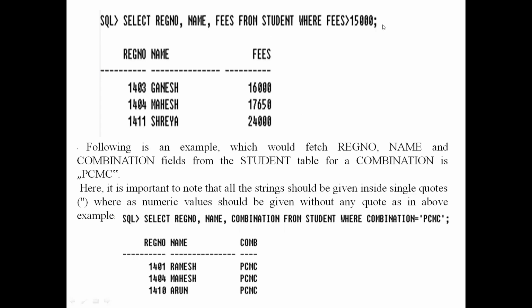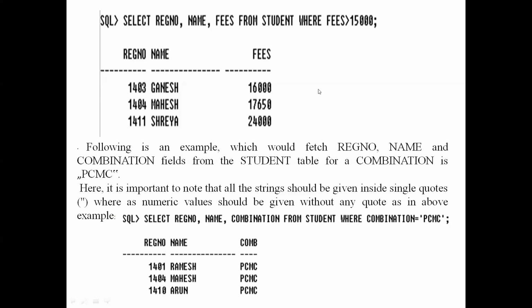When this statement executes, we'll get the outputs here. According to our tables, we are getting only 3 students are paying more than 15,000 fees out of 7 students. In our table, the fees is 16,000, 17,650, 24,000. Is it clear? Yes, sir.